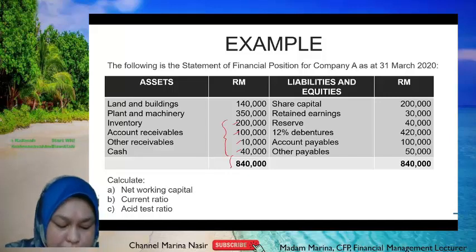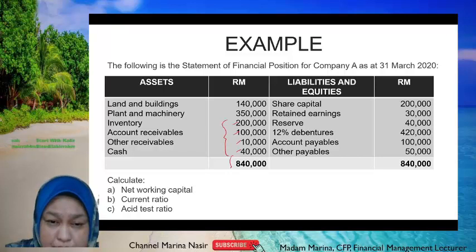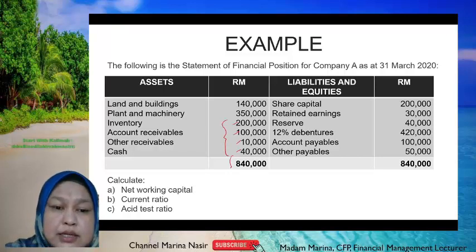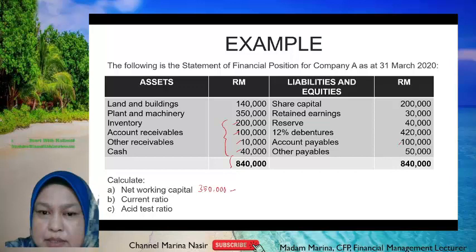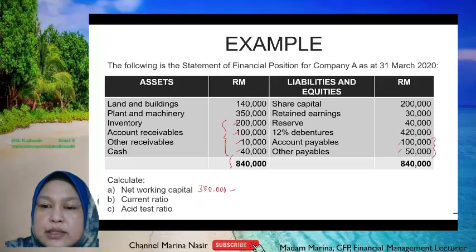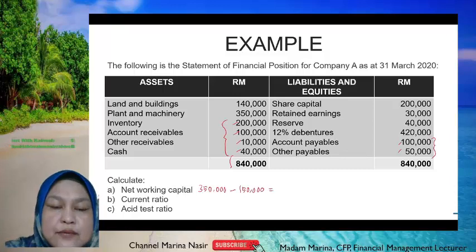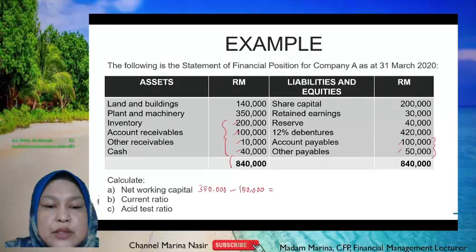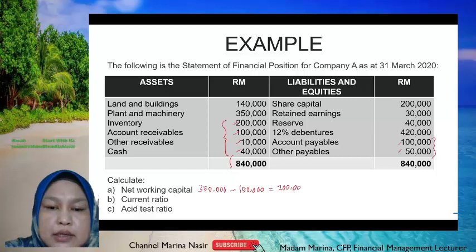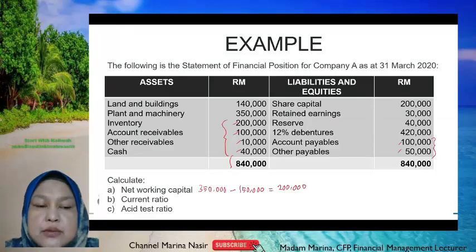When we total up, we have 350,000. Then 350,000 minus current liabilities. These are the current liabilities, accounts payable and other payables, 100,000 plus 50,000, equal to 150,000. So we get 200,000. This is our net working capital.